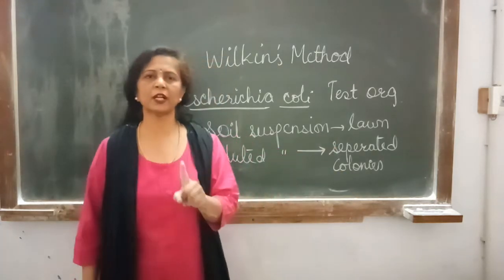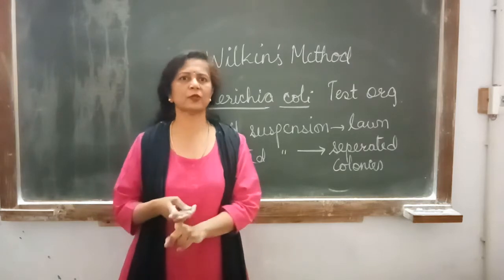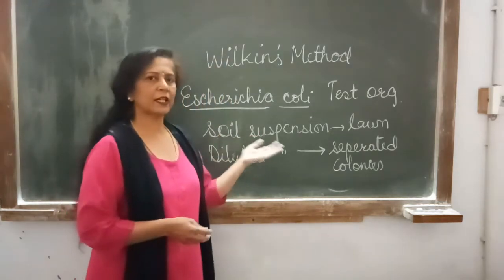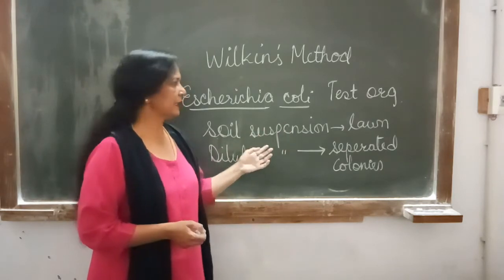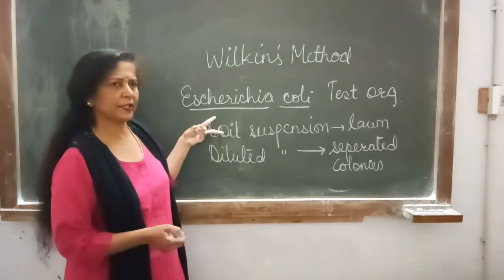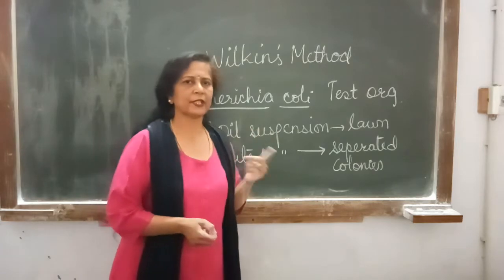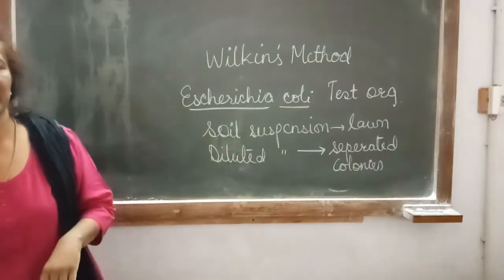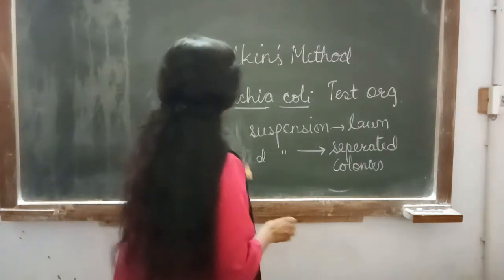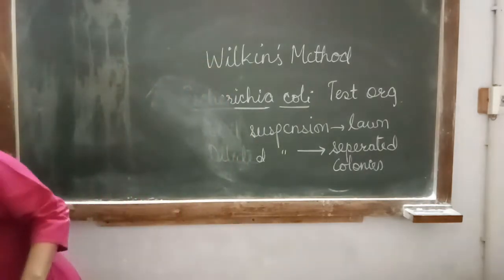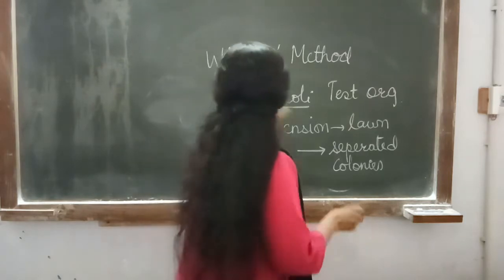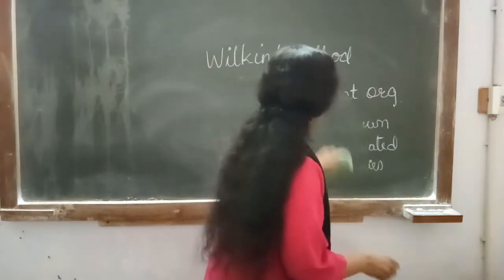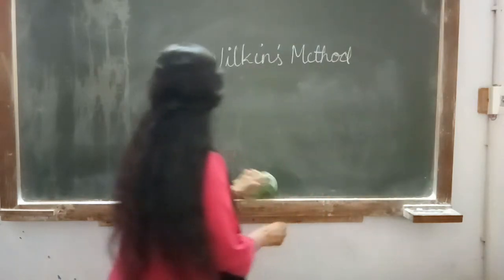You can be sure that which particular bacterial colony has produced antibiotic and it has affected the growth of Escherichia coli. So these two things are very important and these are not found in crowded plate technique, but it is included in Wilkins method. Here we are using Wilkins growth and Wilkins agar. This method was modified by Wilkie, that is why it is called Wilkins method.